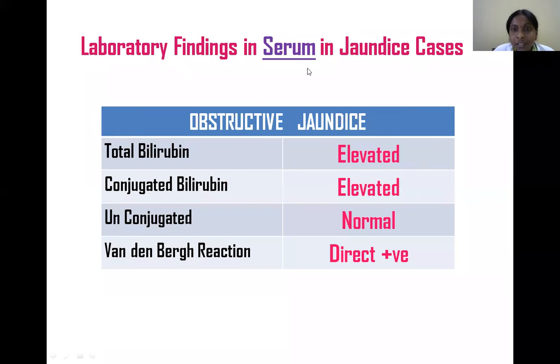Laboratory findings in serum in jaundice cases. Obstructive jaundice: total bilirubin levels are elevated. Conjugated bilirubin is elevated. Unconjugated bilirubin is normal here. And the Van den Bergh direct test is positive here.